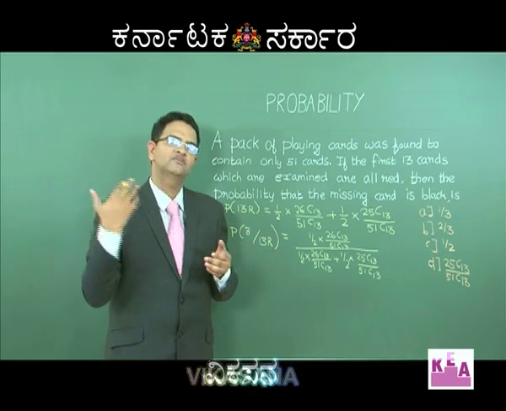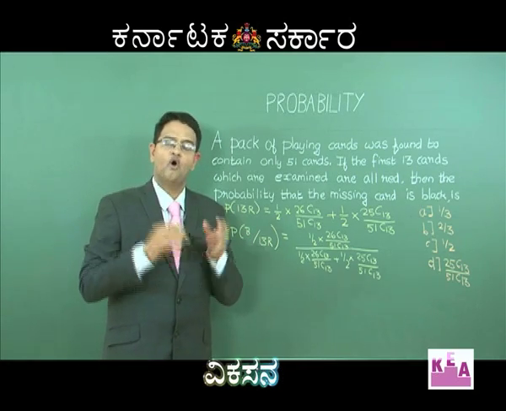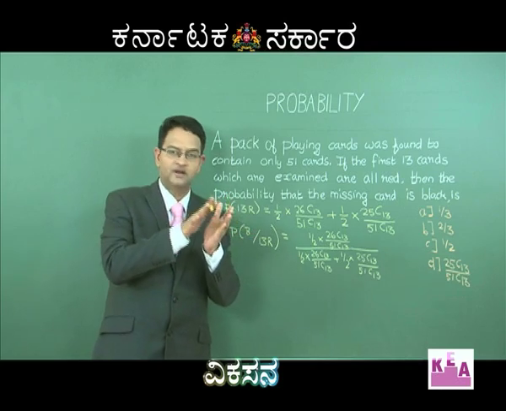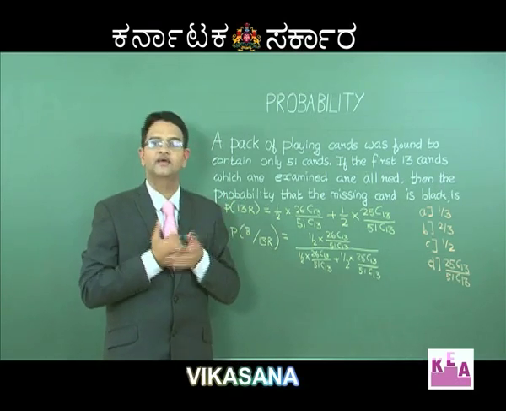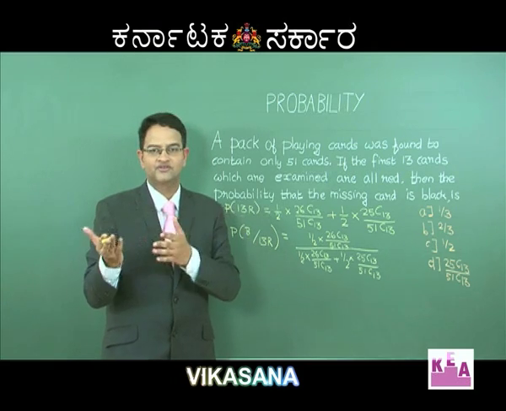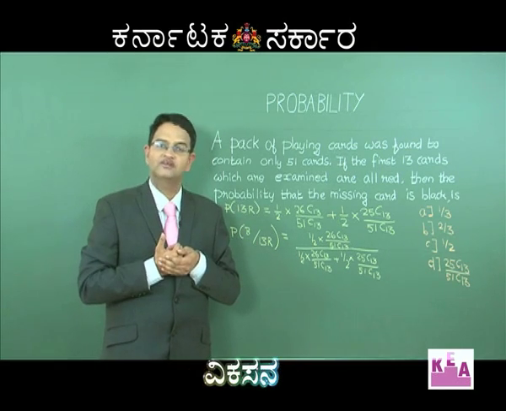Now I am taking 13 cards out of it, and all of them are red. That means 13 red cards are gone. So how many cards do we have remaining? 39 are there. 52 minus 13, 39 cards are remaining with us.